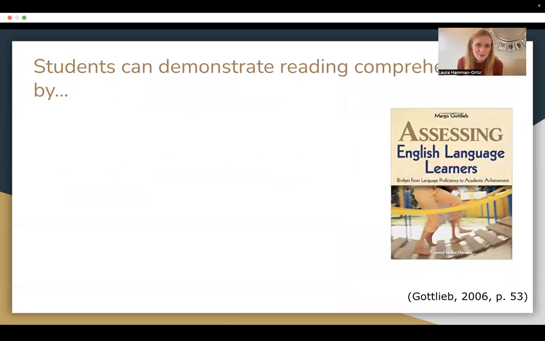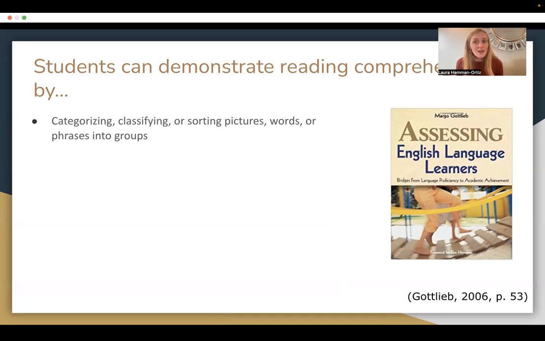So what are some ways that students can demonstrate their reading comprehension? I'm taking these examples from Margot Gottlieb's book, Assessing English Language Learners, which is also the text that you read some chapters from this week. One way that students can show what they understand is they can categorize, classify, or sort pictures, words, or phrases into groups. This is a great strategy for having students show you what they understood that also reduces the language demand, which is our second differentiation strategy, in terms of what you're asking students to produce.